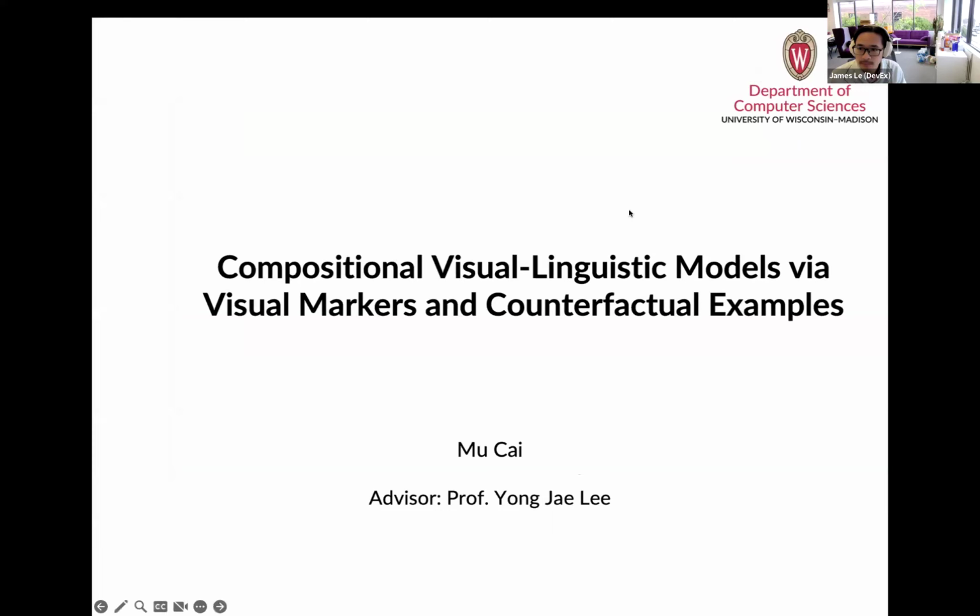So, my name is Mu Cai, and I'm a first year PhD student from University of Wisconsin-Madison. My advisor is Professor Yongji Li. My recent research interests are centered around visual language models, especially compositional visual language models. So today my topic is compositional visual language models with visual markers and counterfactual examples. I will introduce the techniques of visual markers and counterfactual examples later, but let's focus on this word compositional first.